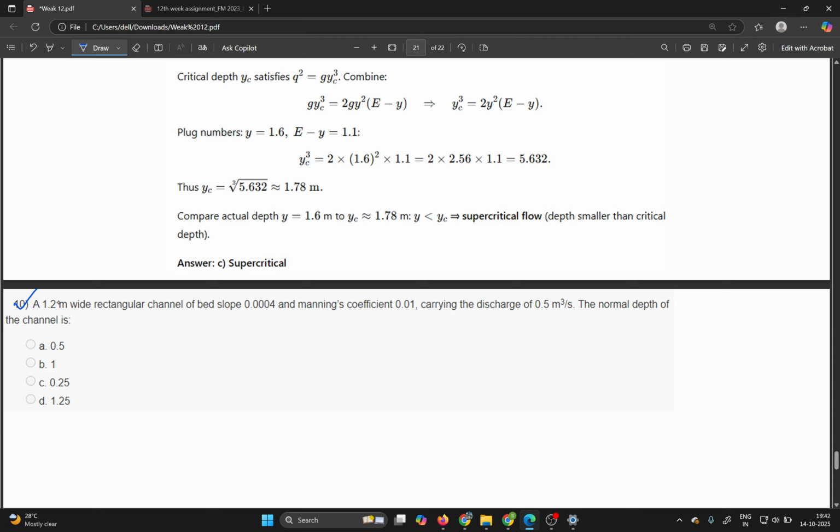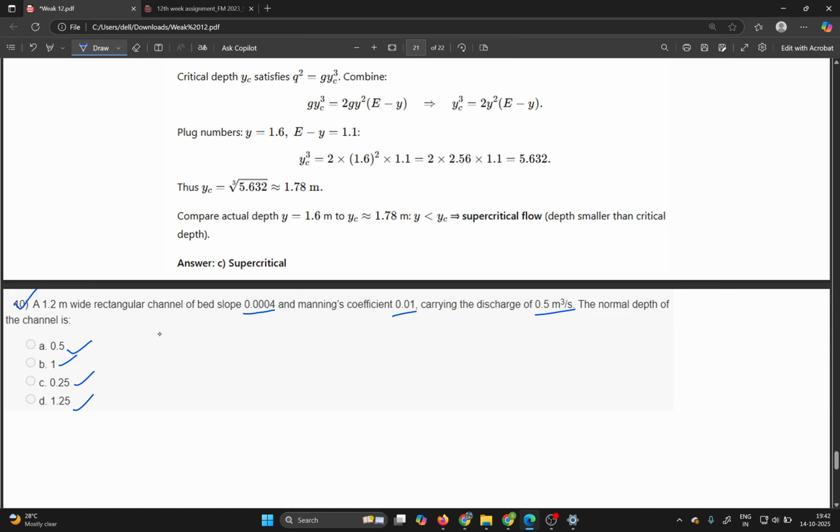Question number 10. A 1.2-meter wide rectangular channel of bed slope 0.0004 and Manning's coefficient 0.01, carrying the discharge 5 meter cube per second. The normal depth of the channel is: 0.5, 1, 0.25 or 1.25.